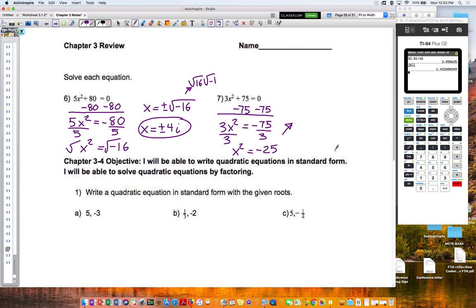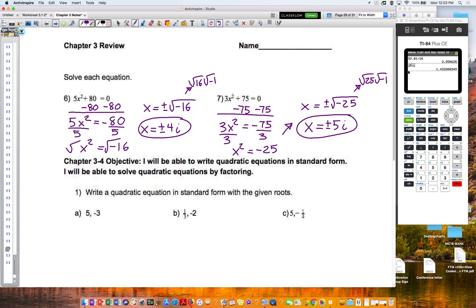So then when I square root both sides, I get x equals plus or minus the square root of negative 25. So again, 25 and negative 1. So x equals plus or minus 5i. So anytime you're doing problems and you have a negative square root, that means you're going to have imaginary solutions. All right, so that takes care of 3.3 objective.